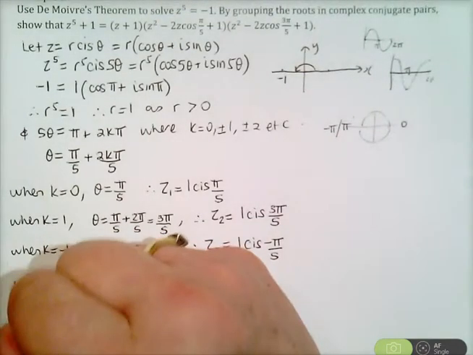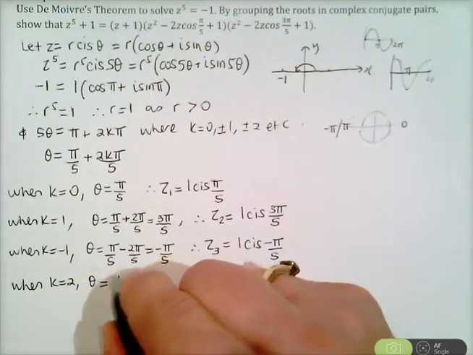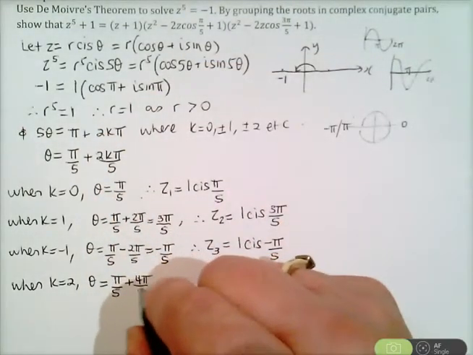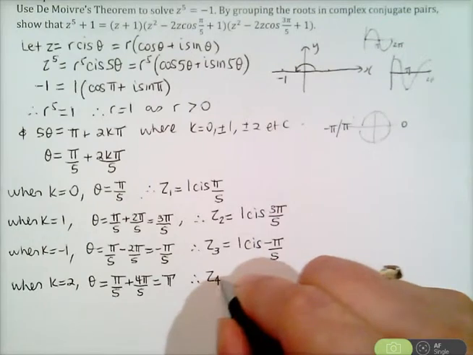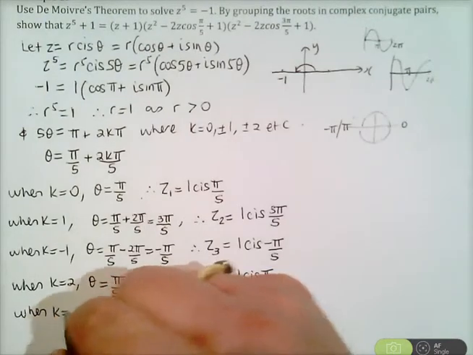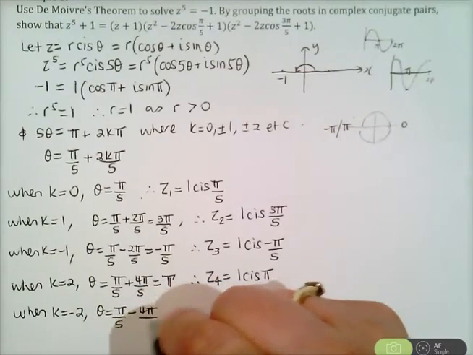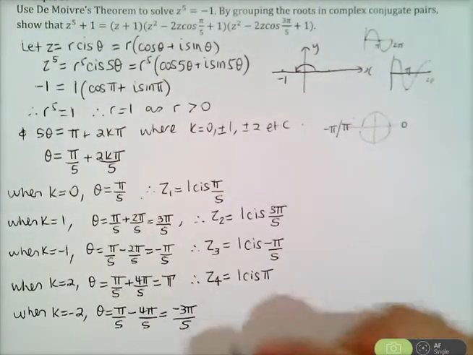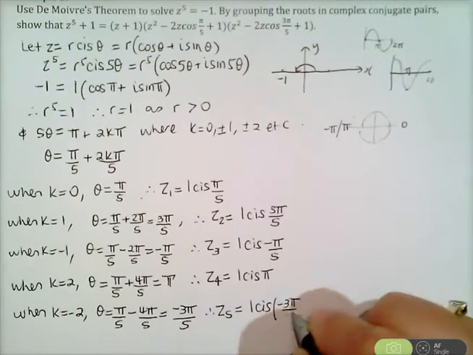Now, when k is positive 2, we get that theta is pi on 5 plus 4 pi on 5, which gives us 5 pi on 5, which is just pi, and so therefore your fourth root, z4, is 1 cis pi. And when k is negative 2, we get that theta is pi on 5 minus 4 pi on 5, which is minus 3 pi on 5. Now that is within the principal argument, and so therefore z5 is 1 cis minus 3 pi on 5.